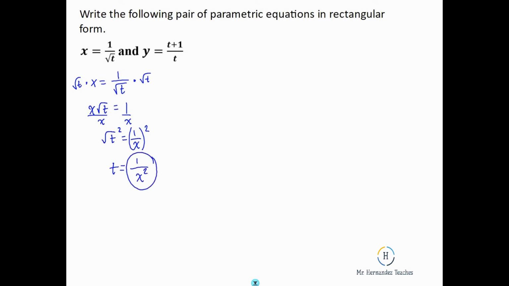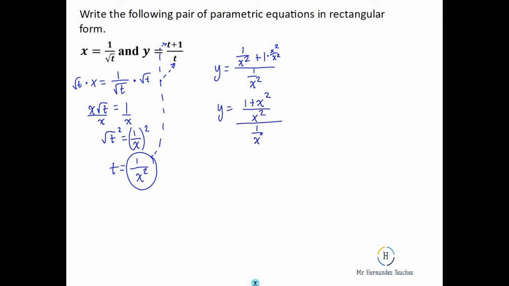Same thing as before. We're going to take that value and substitute it in for this t value here. So now it's going to say y equal to 1 over x squared plus 1 over, wait, there's another t right there. 1 over x squared. So we want to simplify this. We're going to have common denominators so we can tackle this complex fraction. So y equals, we're going to multiply this one by x squared over x squared and get (1 plus x squared) over x squared, divided by 1 over x squared.